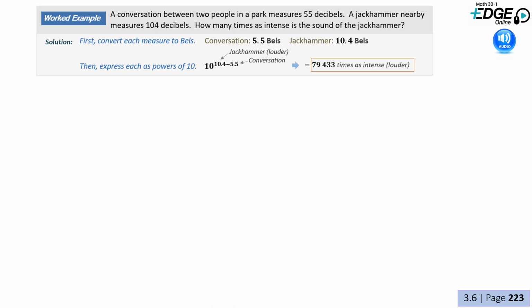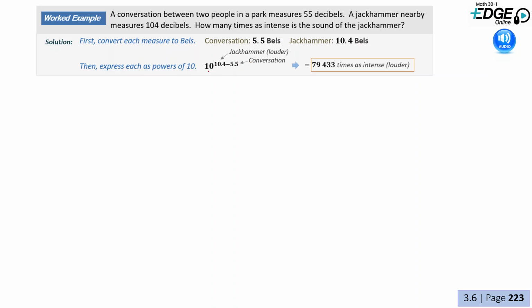Okay, so the solution would just be to first convert each measurement to bels. So instead of being 55 decibels, it's going to be 5.5. We just move the decimal place over one to the left. And a jackhammer, instead of being 104 decibels, would be 10.4 bels. Then express each as a power of 10.